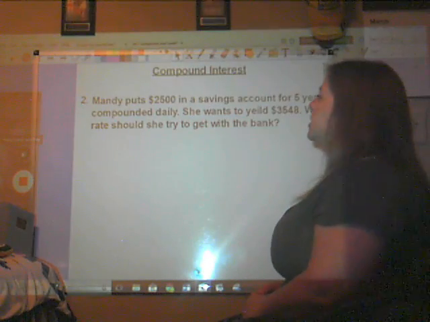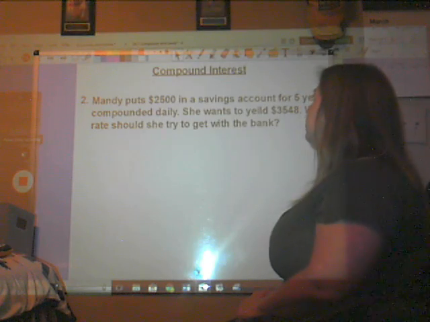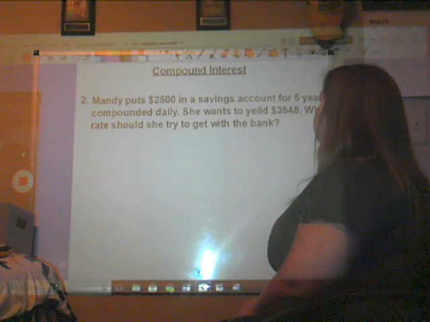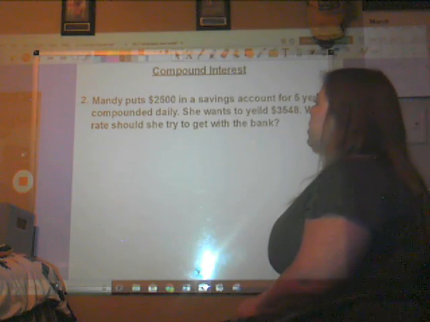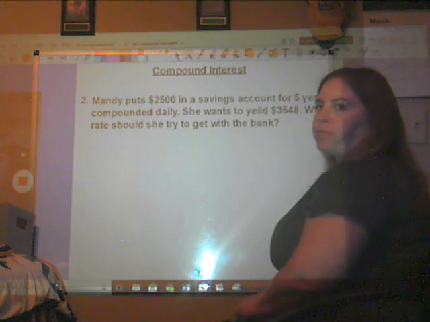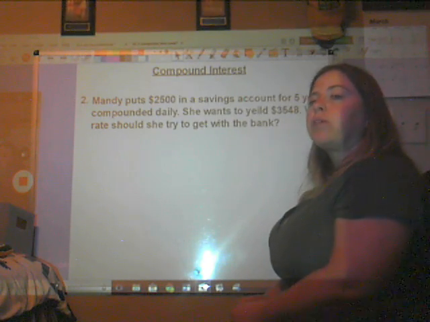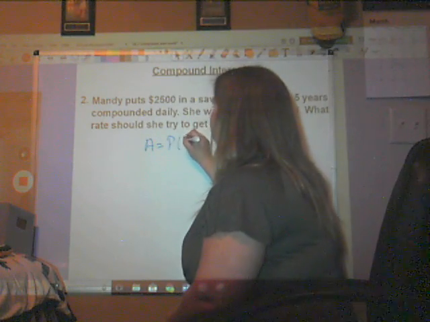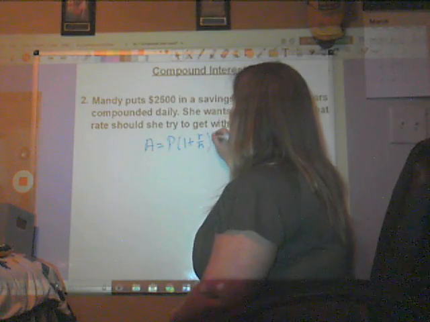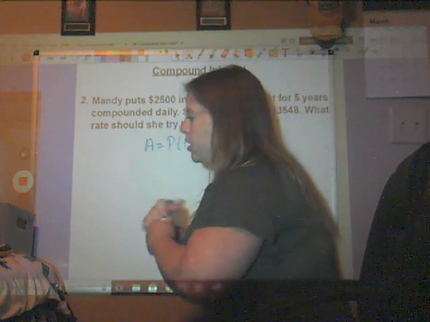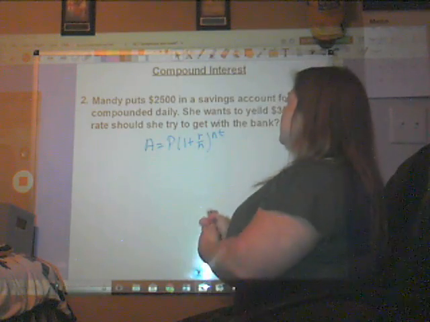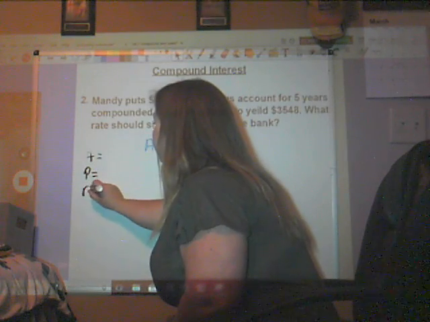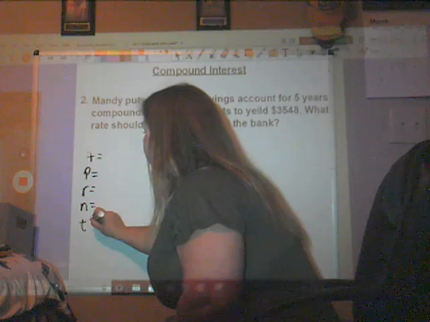Okay, this next one says, Mandy puts $2,500 in a savings account for 5 years, compounded daily. She wants to yield $3,548. What rate should she try to get with the bank? Okay, so once again, we want to write down what we're using. So we have A equals P times 1 plus R over N to the NT. Marker's running out. Okay, so we need to find our A, our P, our R, our N, and our T.